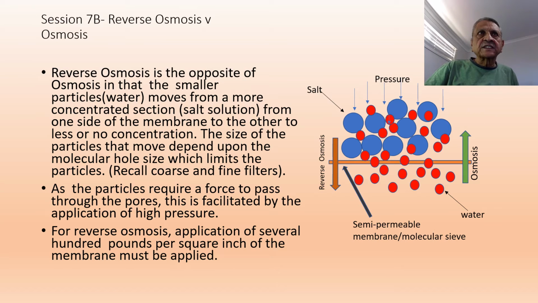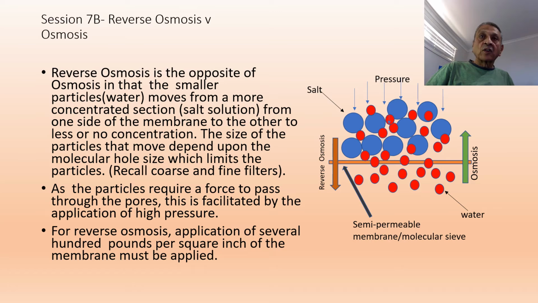Reverse osmosis compared with osmosis. Reverse osmosis is the opposite of osmosis in that the smaller particles, water, move from the more concentrated solution, that is a salt solution, from one side of the membrane to the other with less or no concentration of the salt. The size of the particles that move depends upon the molecular hole size, which limits the particles.